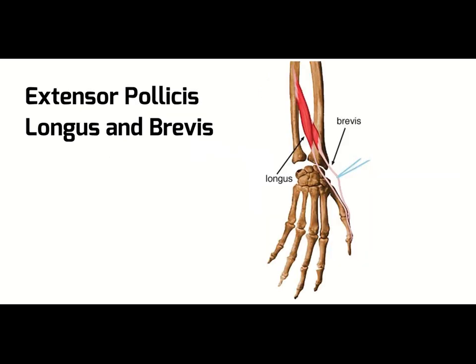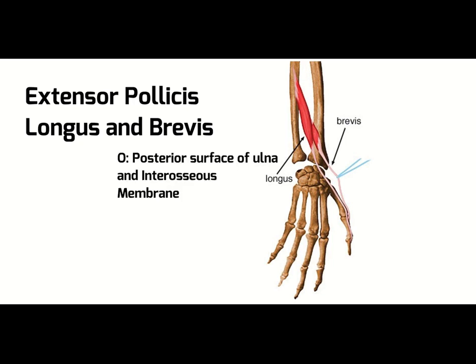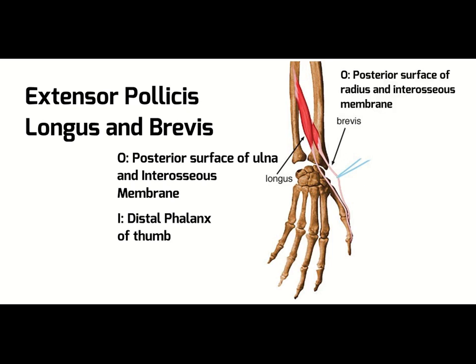Extensor Pollicis longus and brevis are both considered long muscles. The longus originates on the posterior surface of the ulna and the interosseous membrane. And it inserts onto the distal phalanx of the thumb. Extensor Pollicis brevis originates from the posterior surface of the radius and the interosseous membrane. And inserts onto the proximal phalanx of the thumb. They are both innervated by the radial nerve and cause extension of the interphalangeal joint of the thumb as well as the metacarpophalangeal and carpometacarpal joints.